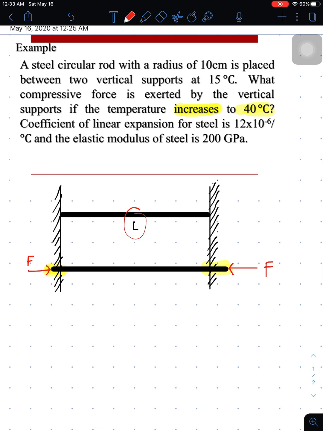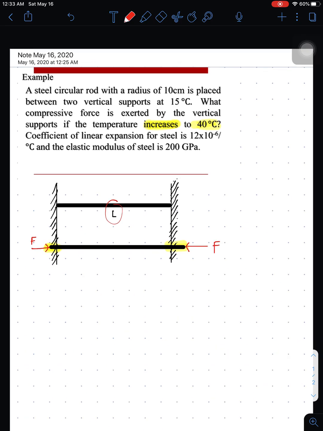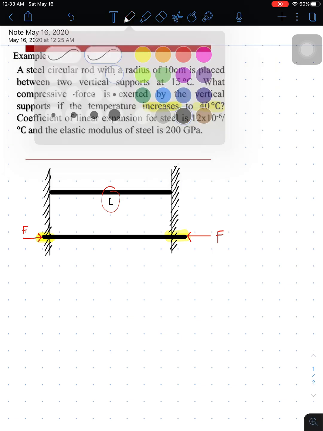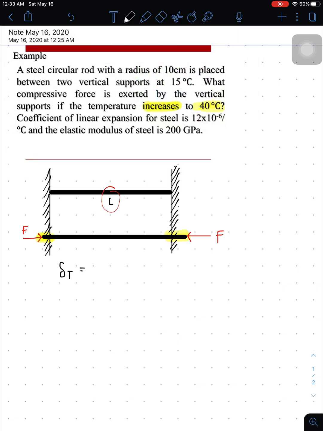So how do we solve for that force F, the compressive force? Let's go back to what we've learned about strain. We cannot actually use the formula for thermal deformation, linear expansion times delta T times L, because in the beginning we don't have L, and although we have the change of T, we don't have this one. So how do we solve it? Here's what we're going to do.